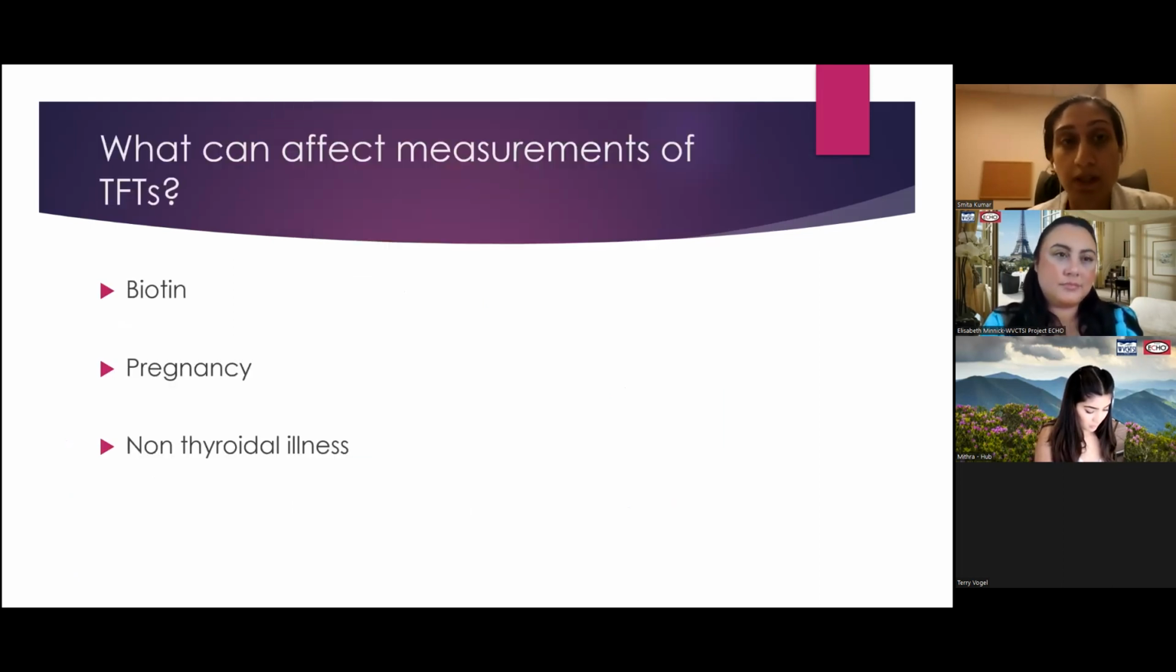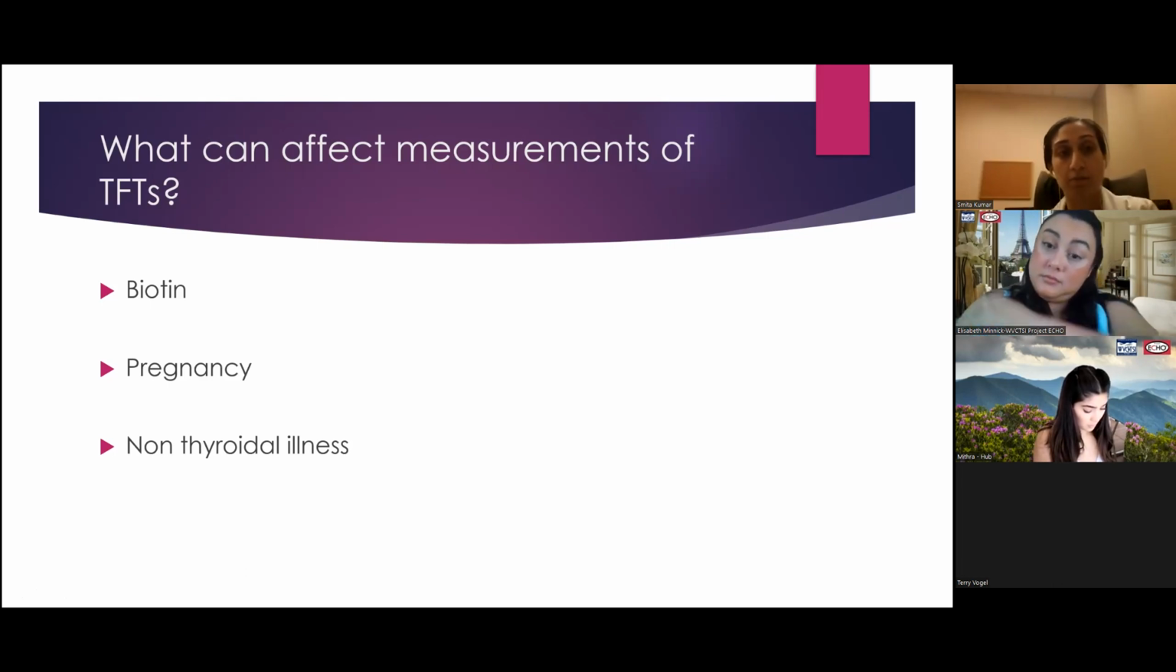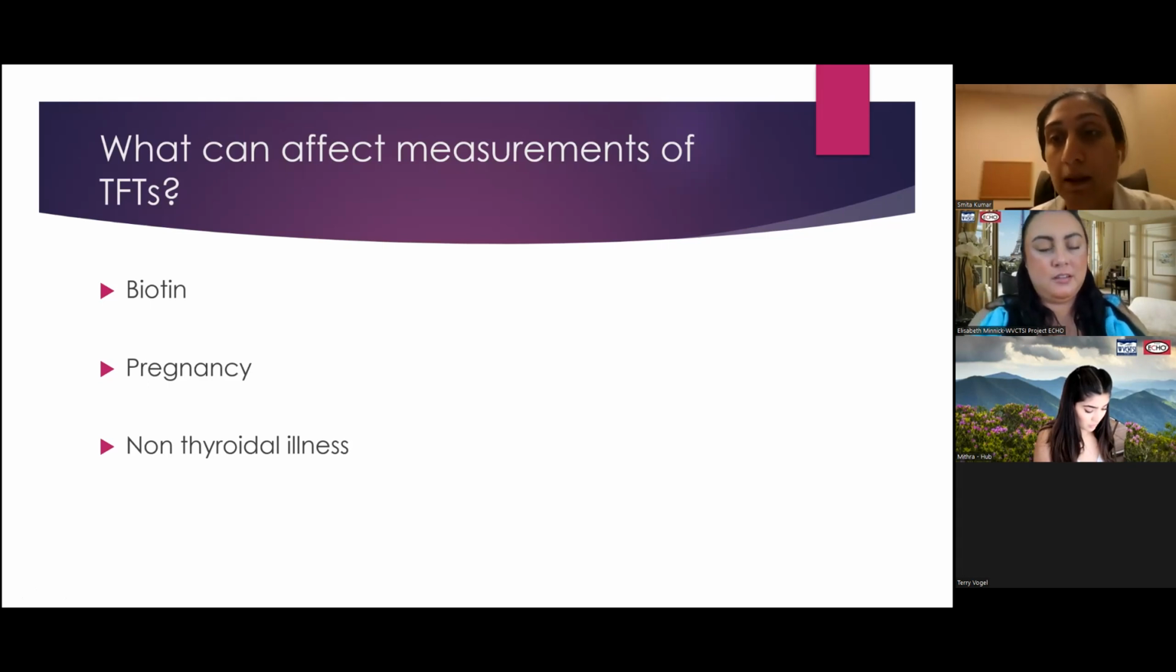So there are a couple different things that can affect thyroid labs, and that's what you want to keep in mind when you're measuring thyroid function. Biotin is one of them. Patients sometimes take higher doses of biotin for hair and nails as an additional supplement, and that can affect your thyroid labs. So you always need to keep that in mind when you're interpreting thyroid labs. Biotin can basically make you look hyperthyroid, so it can cause your TSH to look low and your T4 and T3 to look elevated, even though they're not necessarily hyperthyroid.